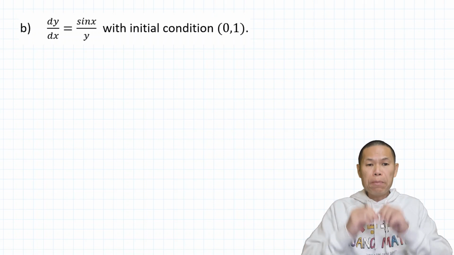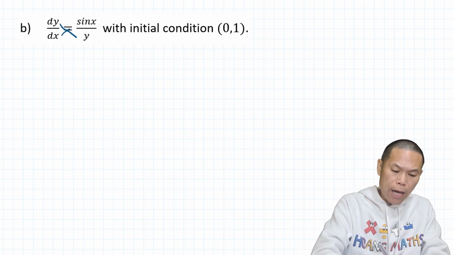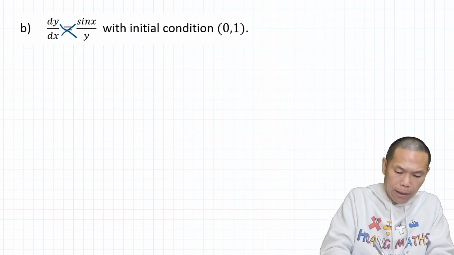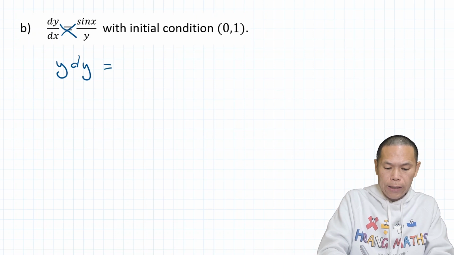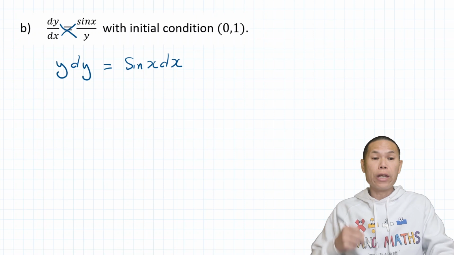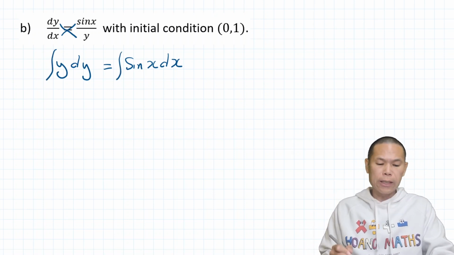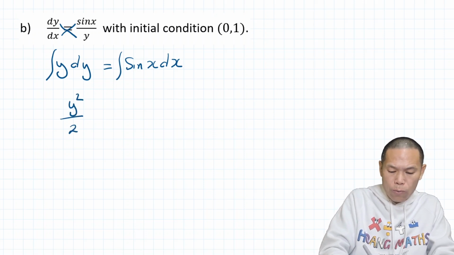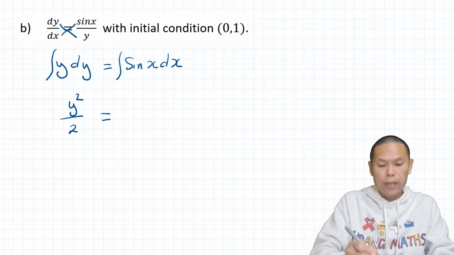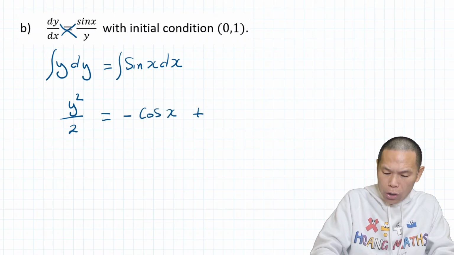Part B. Let me just cross multiply. So y dy is sine x dx. Now I integrate both sides. Integrate y, gives y squared over 2. Integrate sine, gives negative cos of x. And we add a constant.